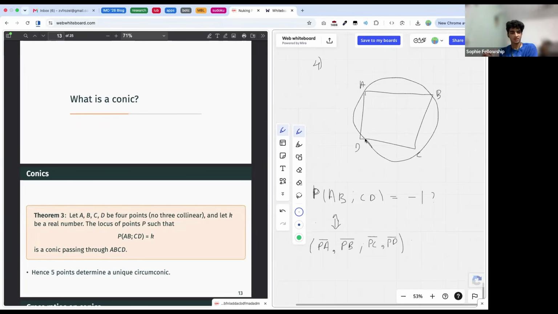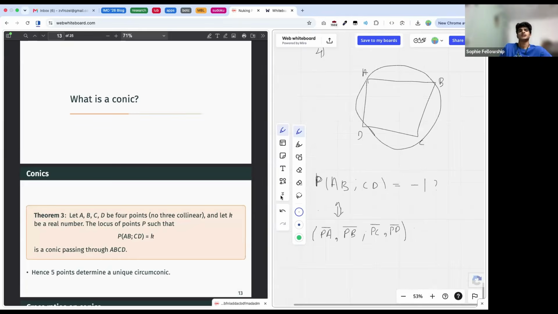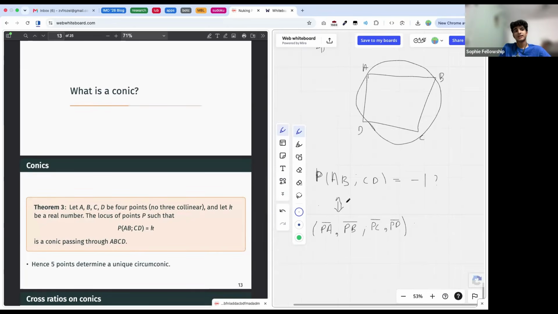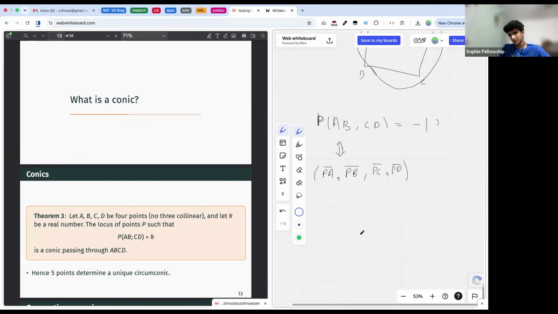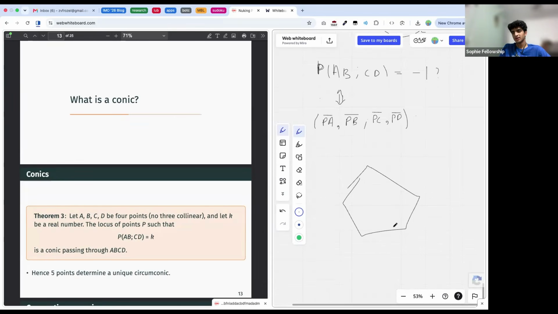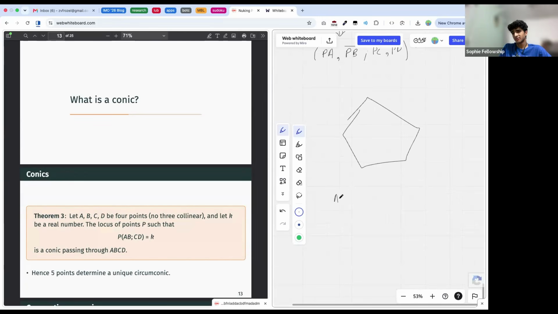And now if you replace -1 with any real number k, you get the locus of all conics that pass through ABCD. So in general, a conic can be determined by 4 points that lie on it and this cross ratio k. That means that 5 points determine a unique conic. If you have a pentagon ABCDE, then the conic determined by A, B, C, D, and lambda is the unique conic that passes through ABCDE, where lambda is the cross ratio of ABCD projected from E. So that's the projective definition of conics.